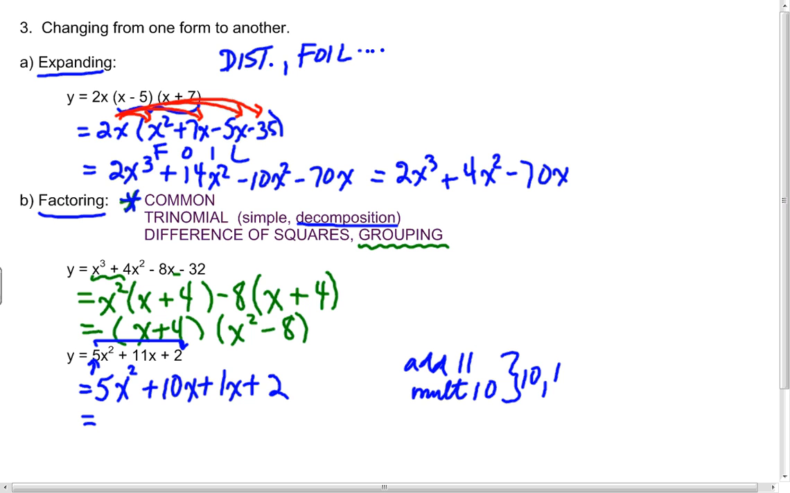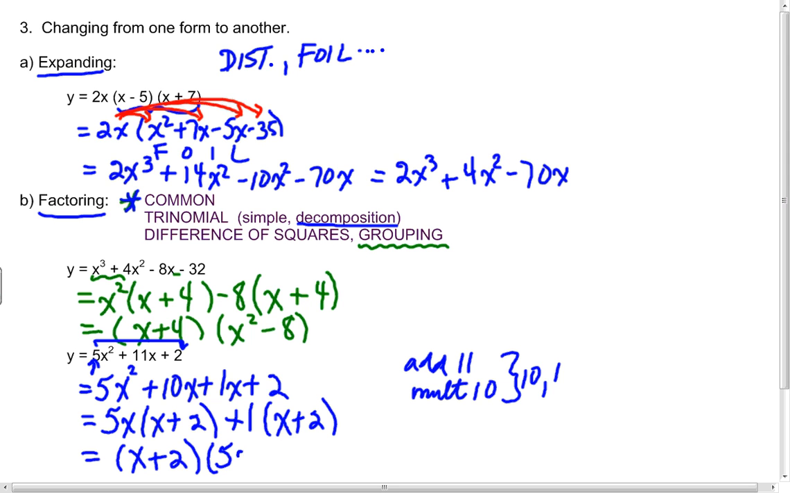Factoring by grouping now, the first two have a common factor of 5x. In brackets, I have x plus 2. Looking at the second two terms, the only common factor for those two is 1. So I'm sure to write that one down, and in brackets I have x plus 2. Final answer, the common factor of x plus 2 and the leftovers in the bracket, fully factored.